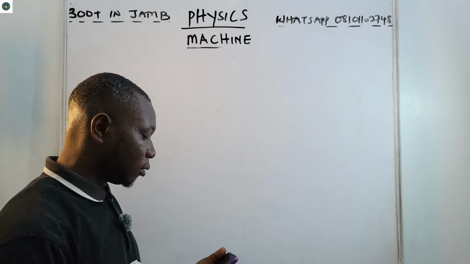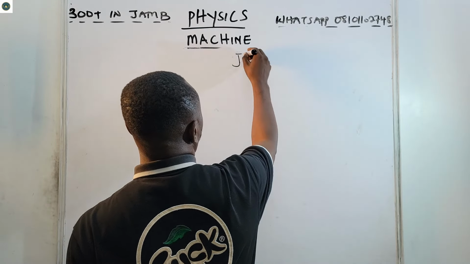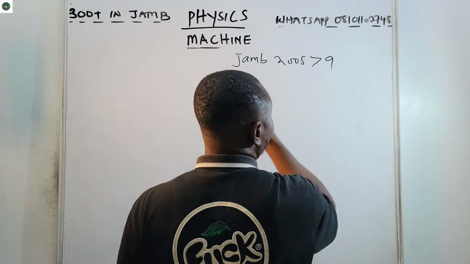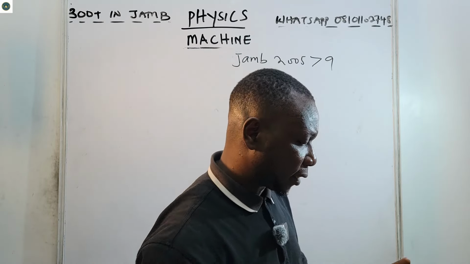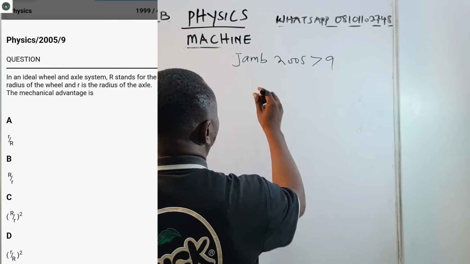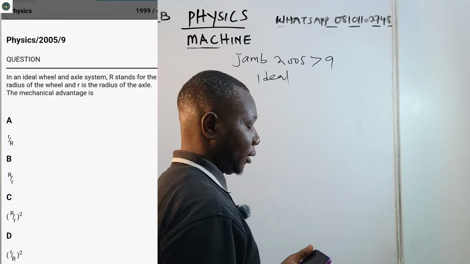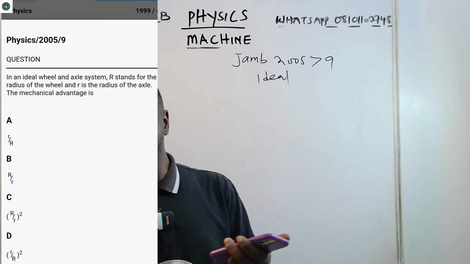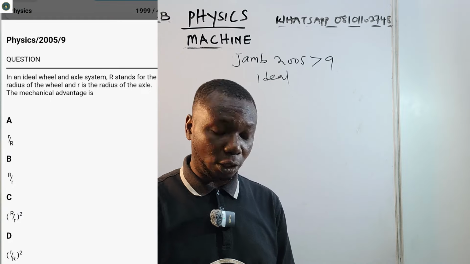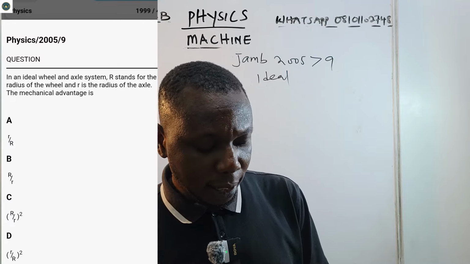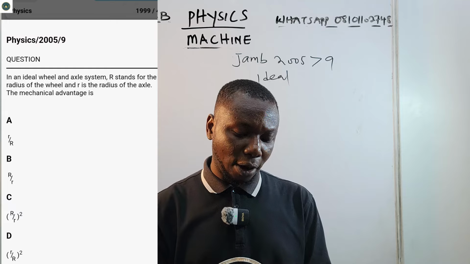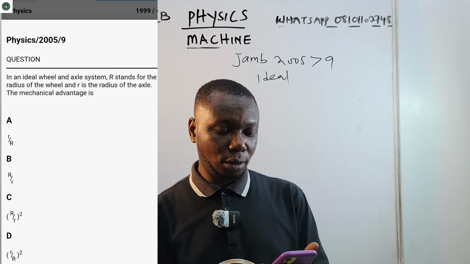We have another question from JAMB 2005, question 9. Question 9 says, in an ideal wheel, once you see ideal wheel, it means there are no losses in such kind of machines. Okay, it's not a practical machine, it's just an ideal wheel. In an ideal wheel and axle system, R stands for the radius of the wheel, and small r is the radius of the axle. We have wheel and axle, they go together.